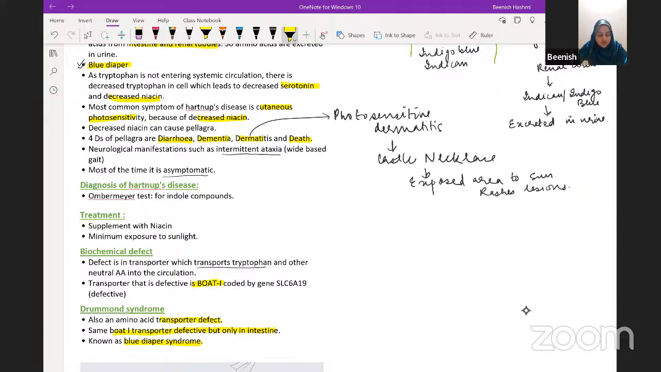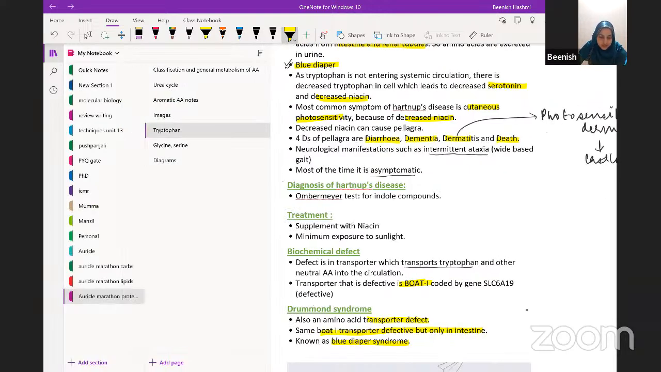So that was about tryptophan. Now let's talk about glycine and serine.